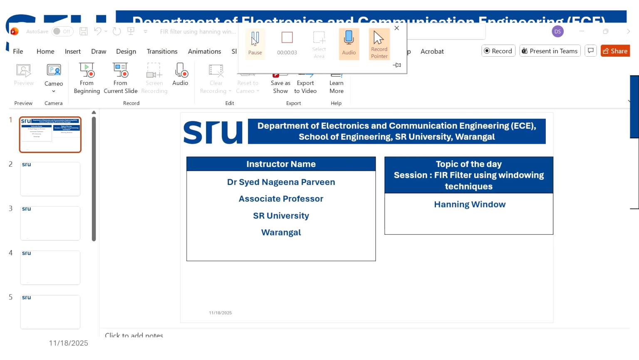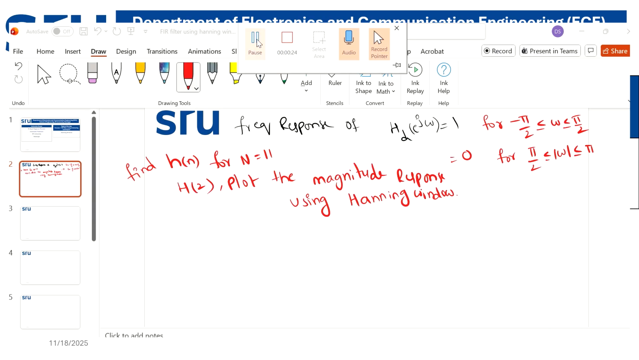Today's topic is based on FIR filter using the windowing technique. Now we have a problem, that is we have to design one ideal low pass filter, specifications as given. So using the windowing technique we have to generate our FIR filter with the frequency response. This is a given problem.